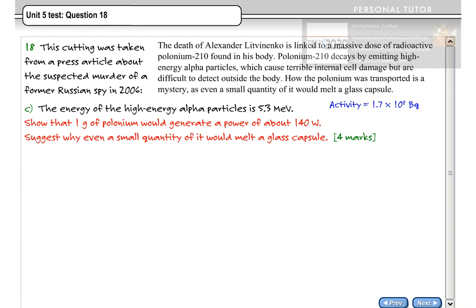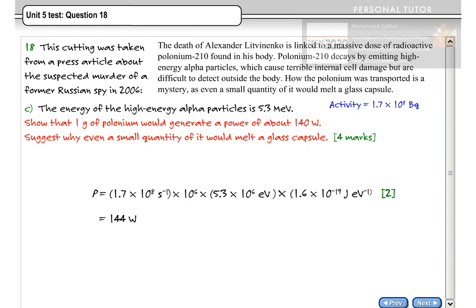In the first part of C, to calculate the power generated by 1 gram, we need to multiply the activity we have just calculated by 1,000,000, and then by the energy of each alpha particle, remembering to convert the energy into joules. It works out to be 144 watts, which is about 140 watts as required. In the last bit of Part C, if 1 gram of the polonium-210 generates 140 watts, that's equivalent to a couple of filament lamps, and it was sealed in a small glass capsule, then the glass would heat up rapidly and would almost certainly melt.